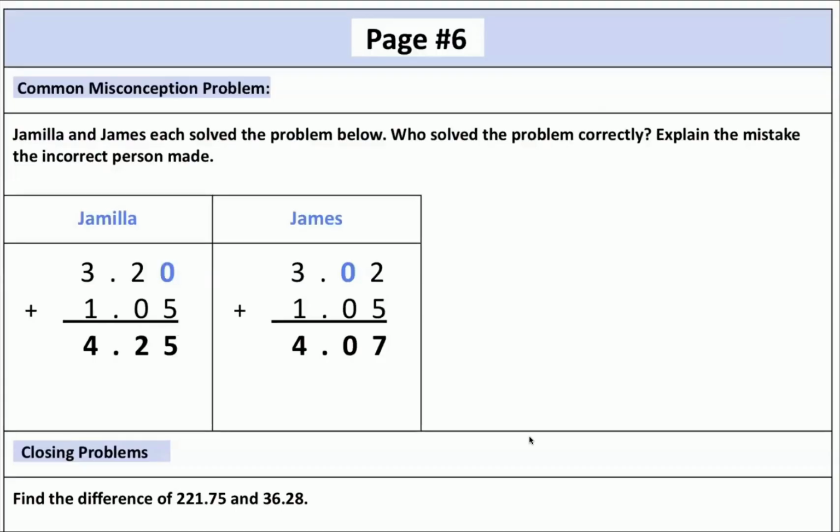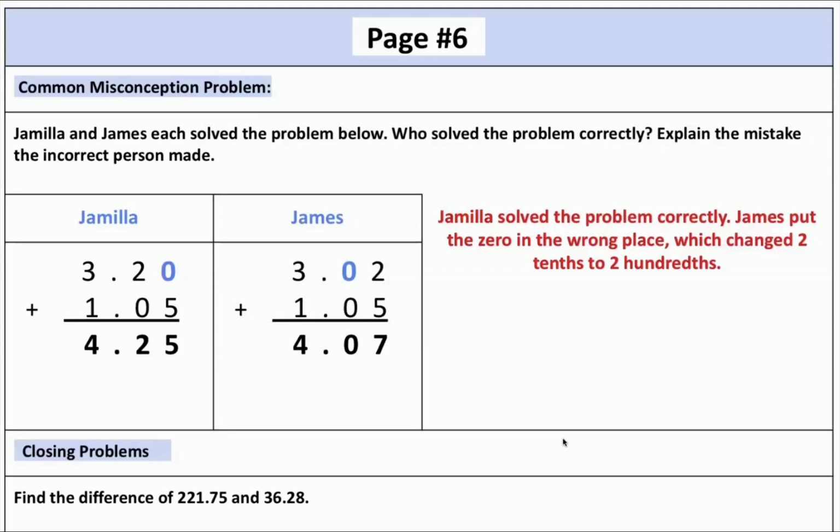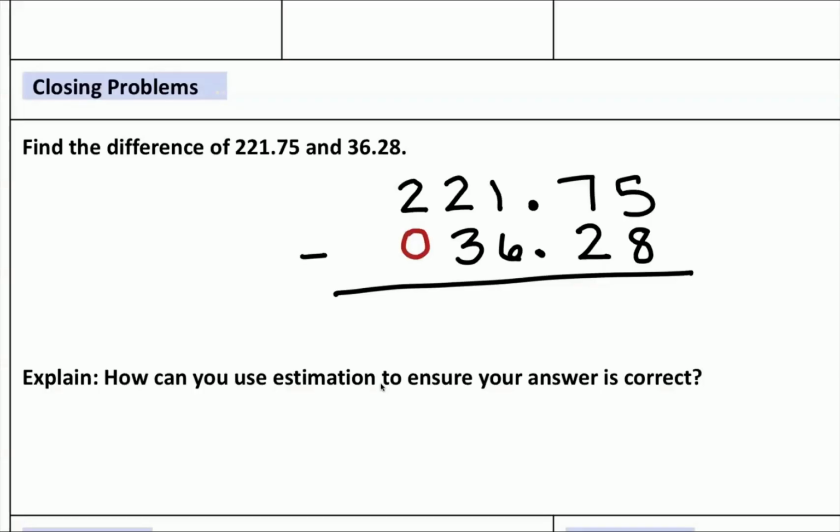Complete all of page 6, then come back to the video to check your work. Go ahead and check your work for our common misconception problem. We're going to check our closing problem step by step. So step 1, make sure that when you did this problem that your decimals are really neatly lined up and you have a 0 placeholder in front of the 3.